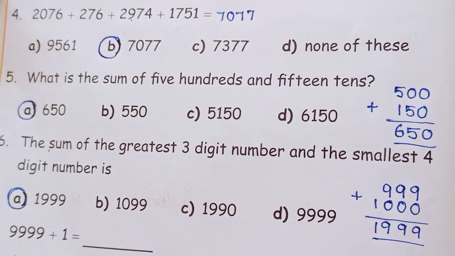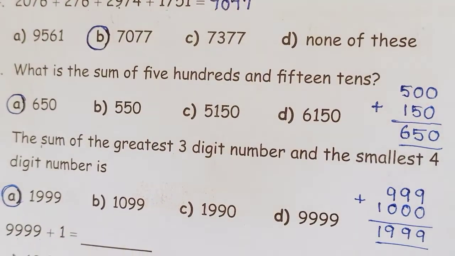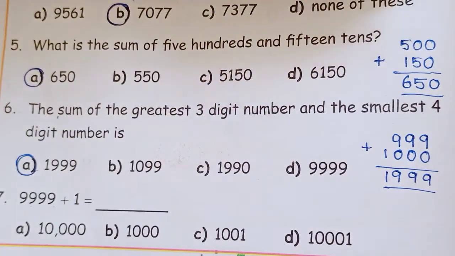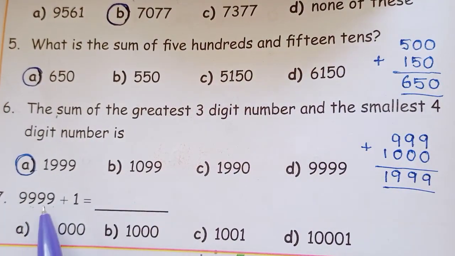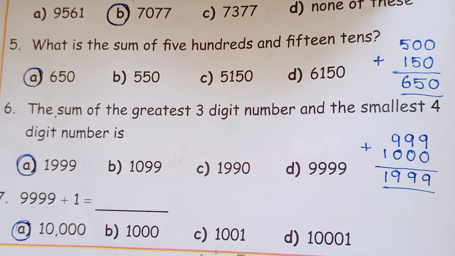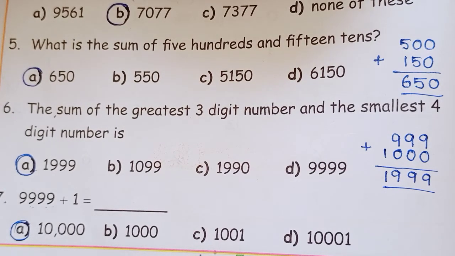999 plus 1 is equal to what will come? What will come? 999 plus 1, 1000. The A option. Okay, do you understand? Do you understand, children? Yes.